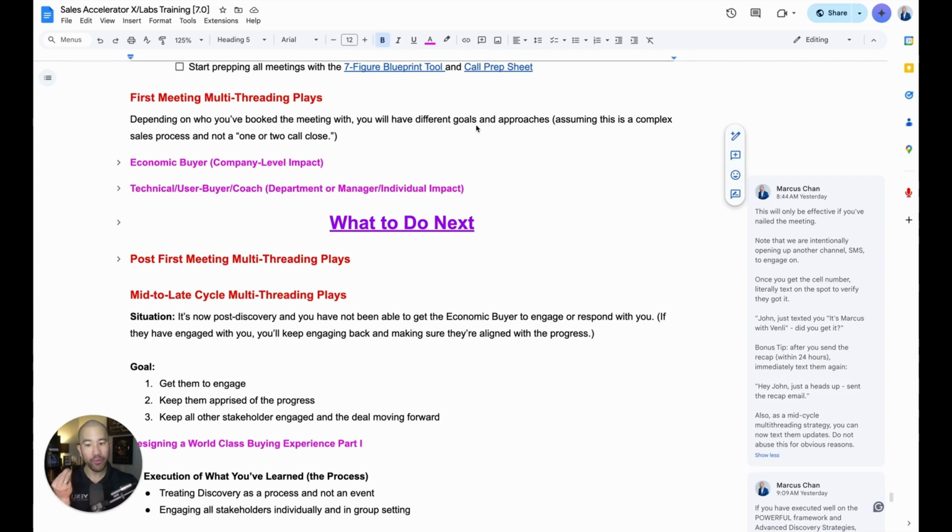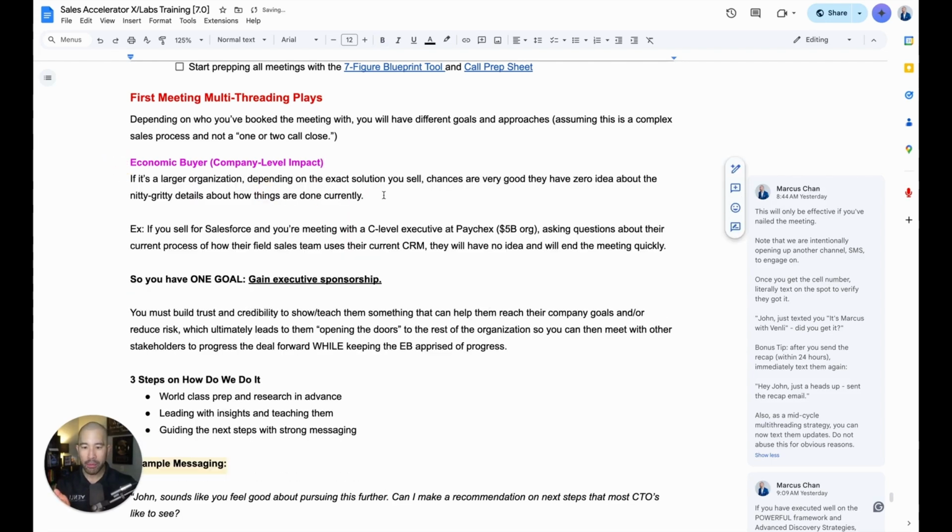So let's first talk about, let's just say, for example, you booked a meeting with the economic buyer. So this is company level impact, which means great job. These are usually harder to book meetings with, but they can give you the greatest impact in making the deal move forward. So let's talk about this. So let's assume it's a large organization, okay? So depending on the solution you sell, chances are pretty good they have zero idea about the nitty gritty about how things are done currently.